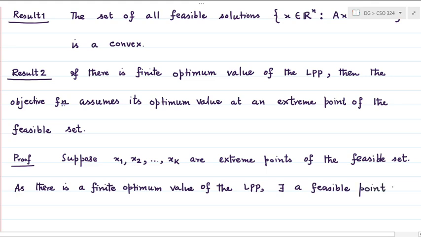Feasible point or feasible solution, they are different names for the same concept. A point that satisfies both the restrictions Ax equals b and x greater than or equal to 0 is called a feasible point or a feasible solution. So there exists a feasible point xm such that the maximum value of the LPP, c transpose x, is equal to c transpose xm.